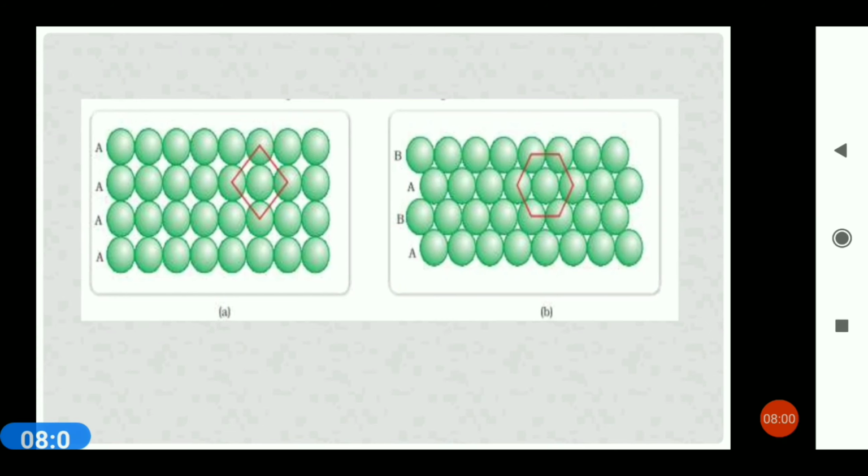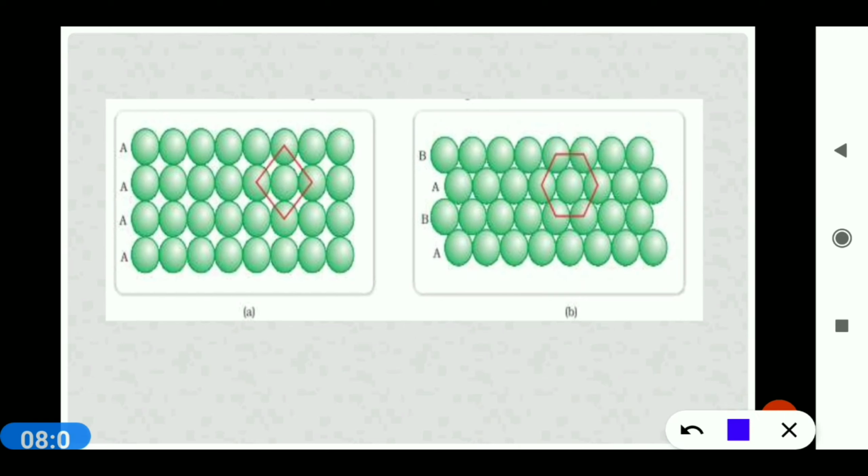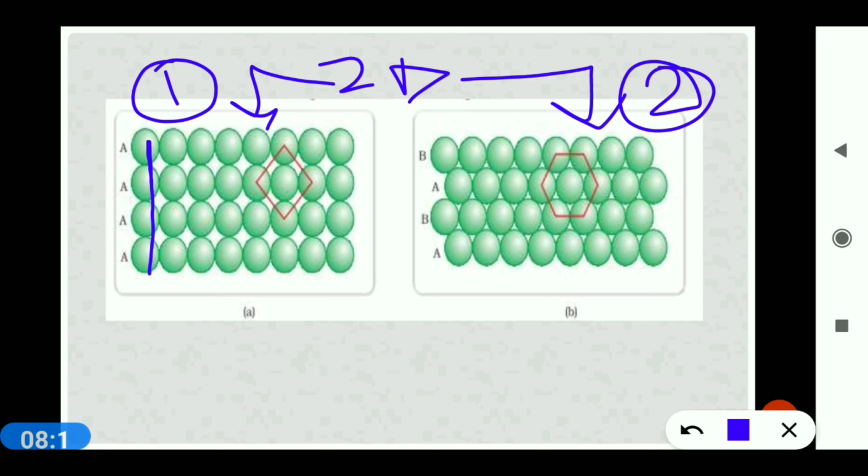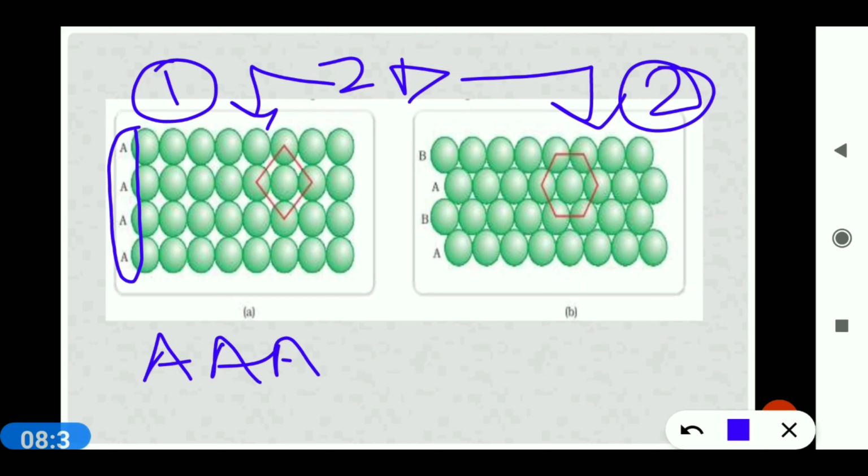As I told you, packing in 2 dimension. So if 2 dimension packing is there, it is of 2 types. In first type, you will see the arrangement of particle is one over the another. See, all are in a straight line. So you can see the arrangement of particles is very regular and one next to another. So the layers are very same. We call it the AAA type of arrangement.